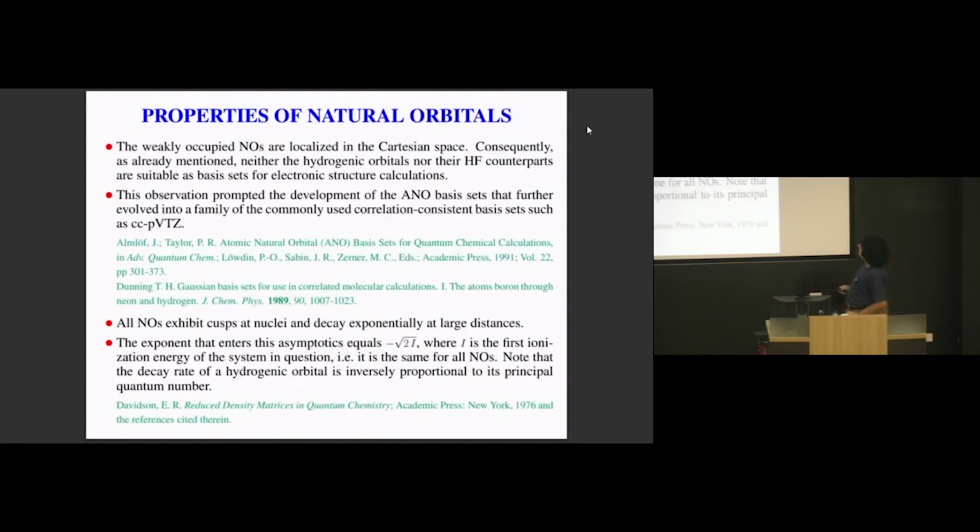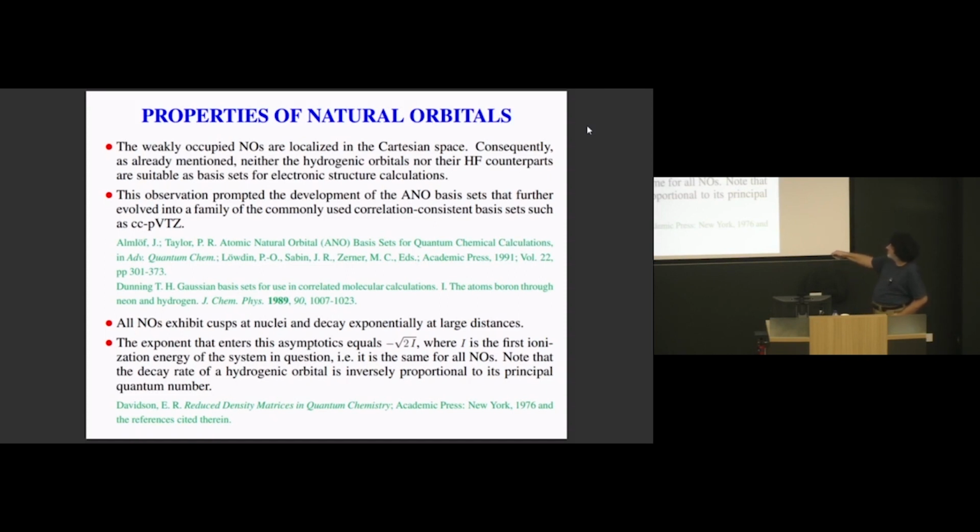Some properties of natural orbitals, as I said, they are localized. And this observation actually is a key to development of basis sets, those quote-unquote atomic orbitals that you should use. A good example of that is atomic natural orbital basis sets introduced by Almlöf and others, and Peter Taylor, which then evolved into commonly used correlation consistent cc-pVDZ, TZ, QZ, and so on basis sets, which all the quantum chemists know very well.